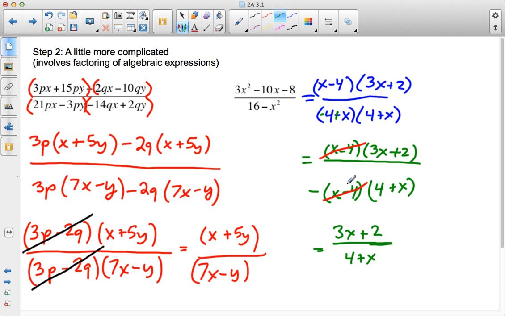Alright, if you're a little confused on this part of why a negative was pulled out, we'll definitely talk about that more next time.